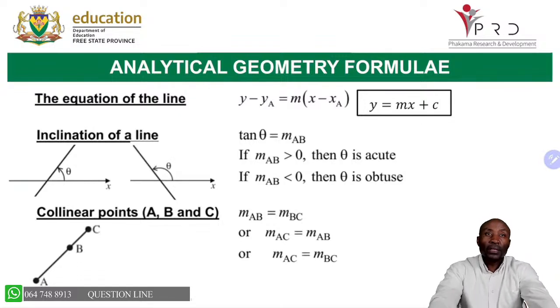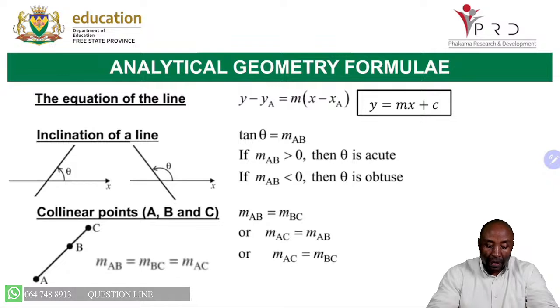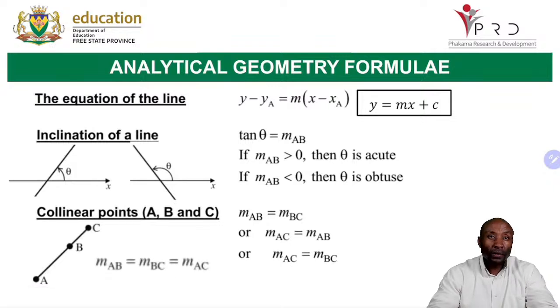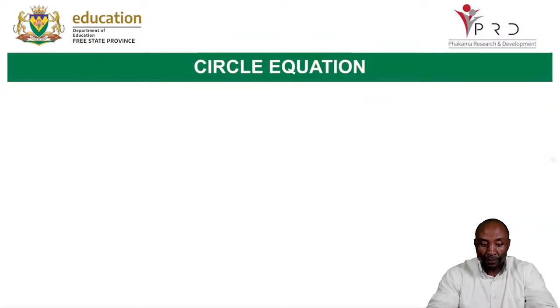Collinear points, these are points that lie on the same straight line. The gradient of AB must be equal to the gradient of BC, which also must be equal to the gradient of AC. So once you find the gradient of any of those 2 points being equal, it follows that the points are collinear, they lie on the same straight line.